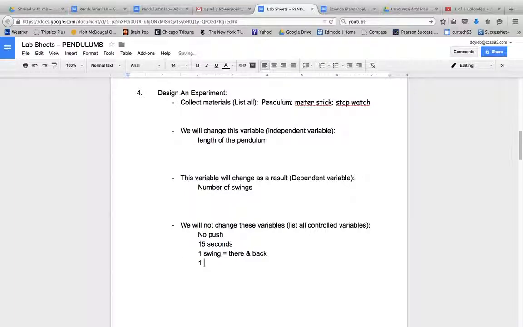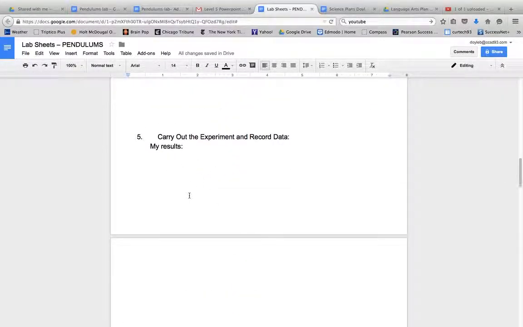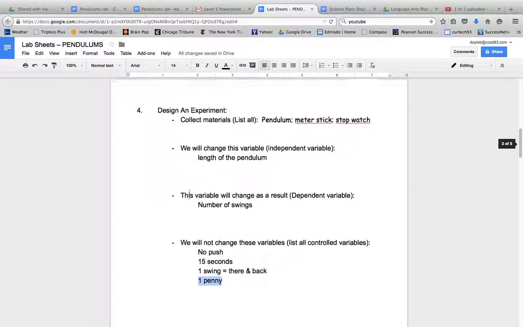And we only use 1 penny now because we only change 1 variable at a time. Last time we changed the number of pennies. This time we're changing the length of the pendulum. So we go back to 1 penny. So we're only changing 1 variable at a time. Okay, so go ahead and use this video to fill in your lab sheet, and we'll be able to carry out the experiment right away then.